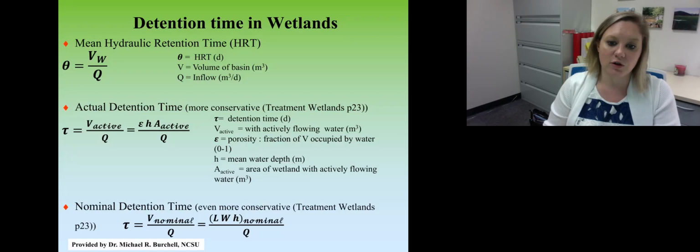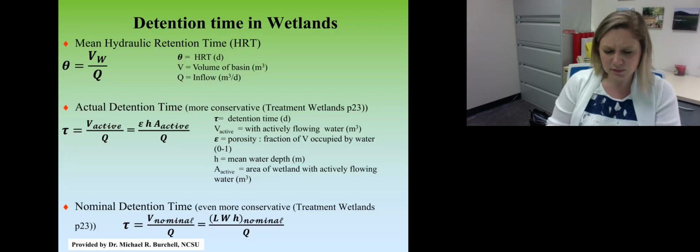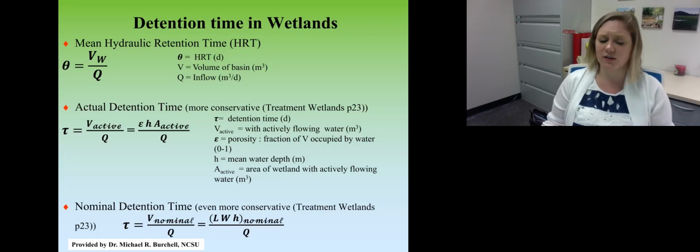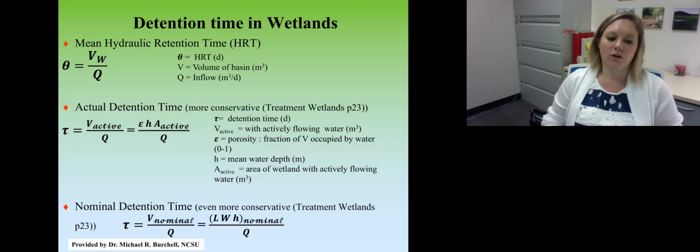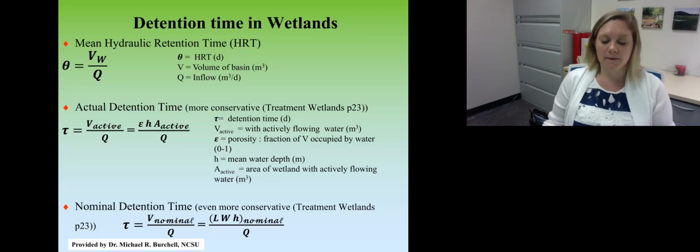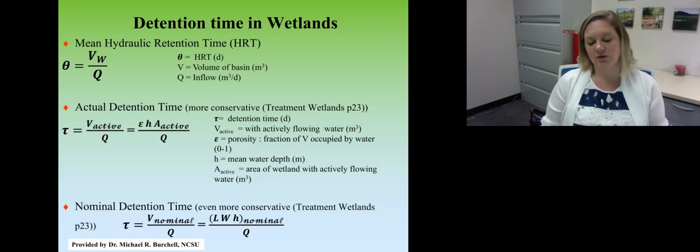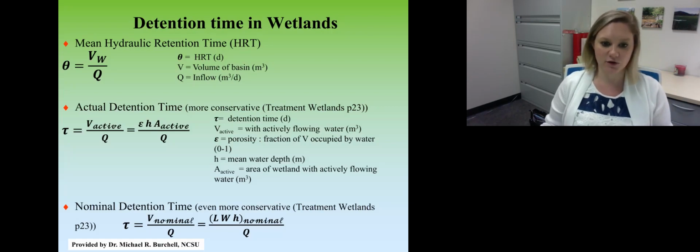This also is equivalent to your porosity, the fraction of your volume occupied by the water, times your mean water depth, times your active area of your wetland, divided by Q. The porosity is going to be important, particularly when you're thinking of a subsurface wetland where your water is moving underground. The last equation will be your nominal detention time. It's an even more conservative way. So if you want to make sure that no matter what, your wetland is being estimated in the most conservative, going-to-work manner, you can use the nominal detention time. This is where you've got your nominal volume, which is your length times your width times your height of your overall wetland, divided by the inflow concentration.